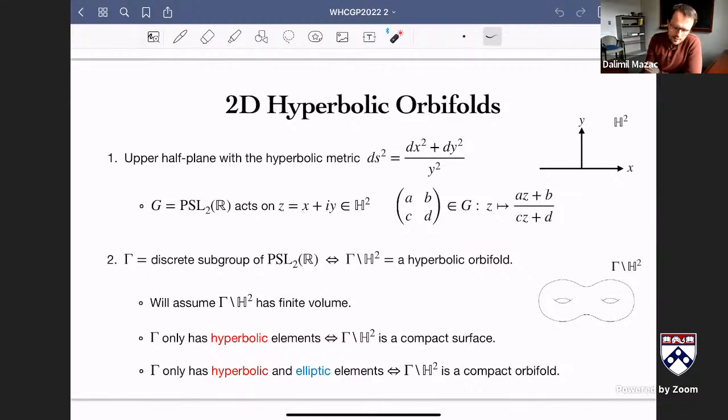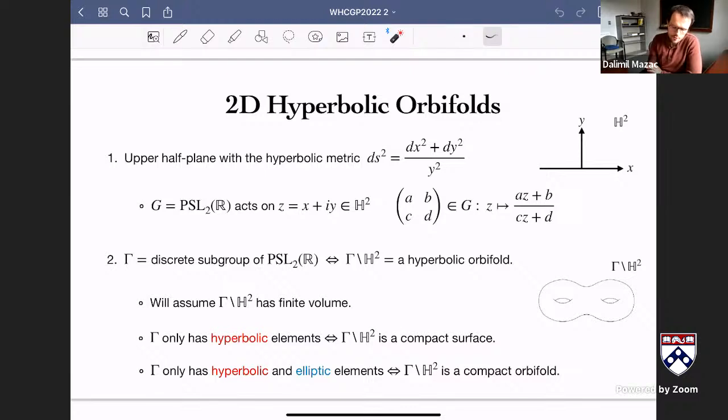And now to get a hyperbolic manifold or orbifold, you need to choose Γ, which is a discrete subgroup of PSL(2,R), and take a quotient of H by Γ. We are going to assume that Γ is a lattice. So this is just a different name for saying that H mod Γ has a finite volume. And then there are 2 further cases to keep in mind. If Γ only has hyperbolic elements, so meaning that every element of Γ has a trace greater than 2, then this quotient is a compact surface without any orbifold points.